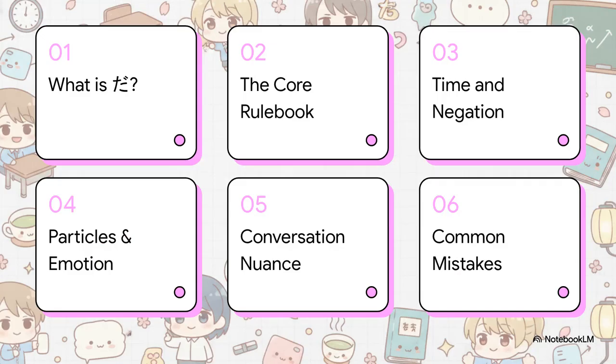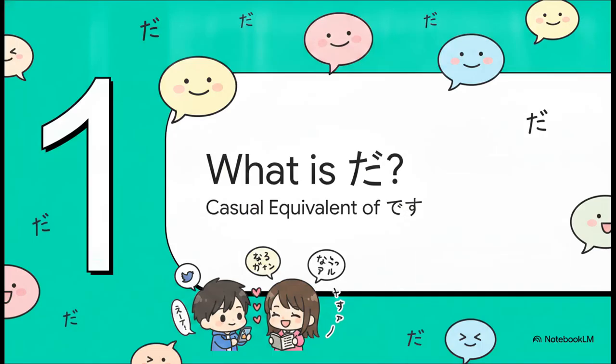Here's our roadmap for this explainer. We're going to quickly hit 6 sections. What is "da"? The core rulebook, time and negation, adding particles and emotion, nuance in real conversation, and finally, avoiding common mistakes. Section 1. What is "da"?